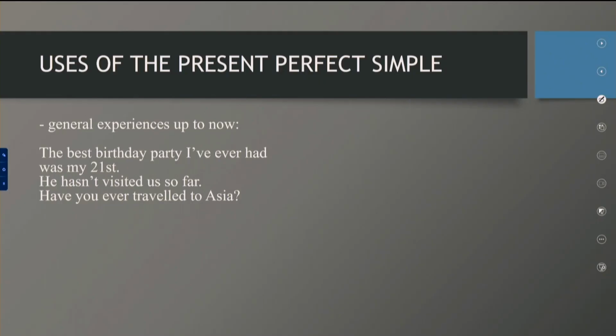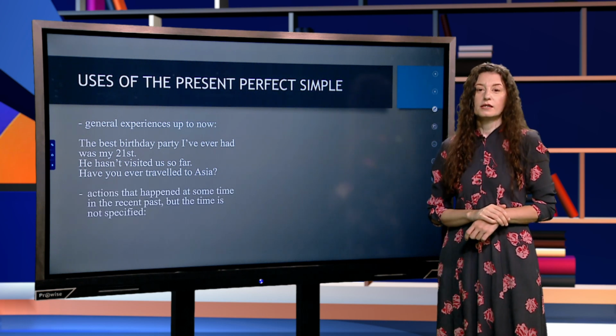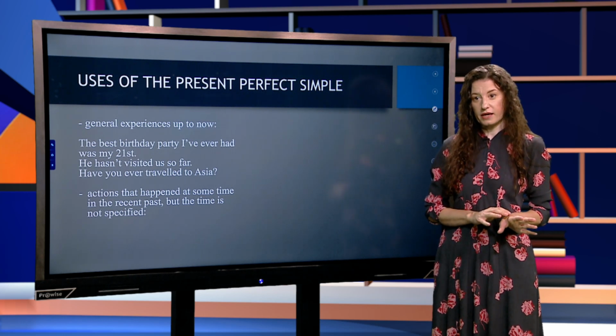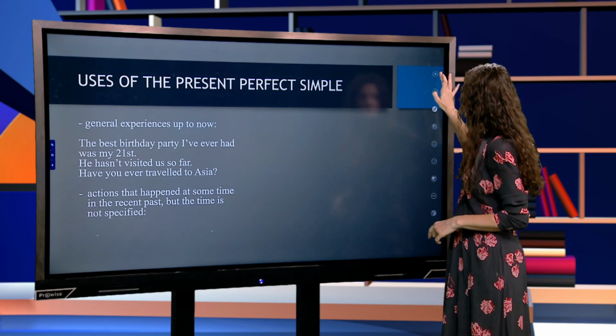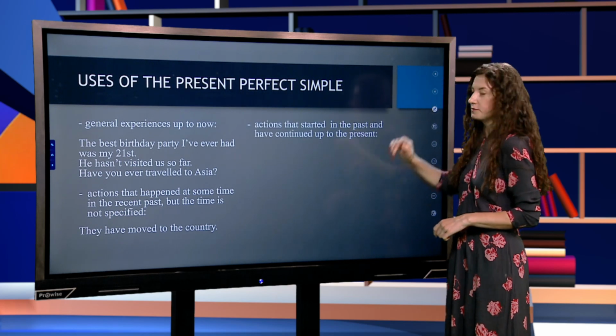Here are some examples using the present perfect in the negative as well as the interrogative forms. He hasn't visited us so far. Have you ever traveled to Asia? Here's another use of the present perfect simple. Whenever we refer to actions that happened at some time in the recent past, but the time is not clearly specified. For instance, they have moved to the country.